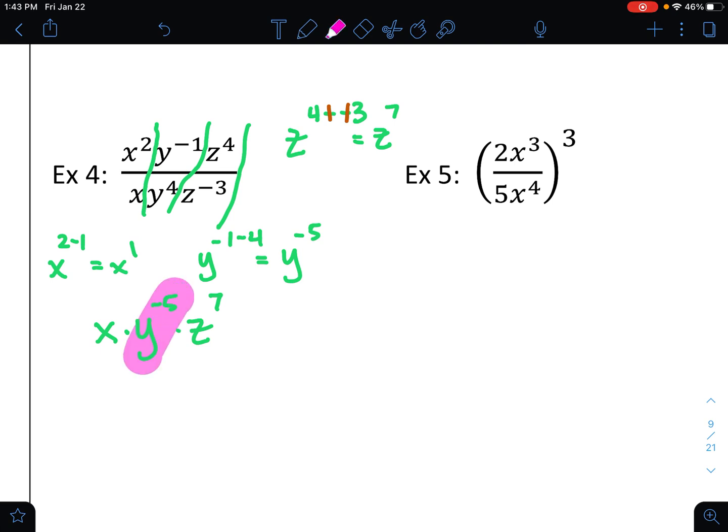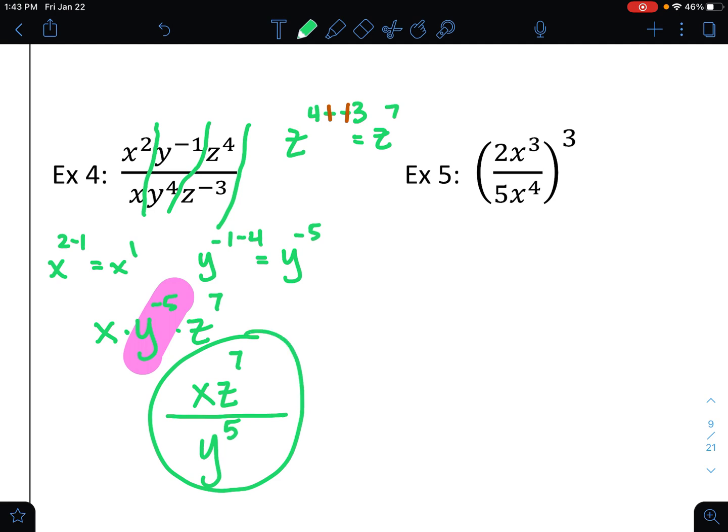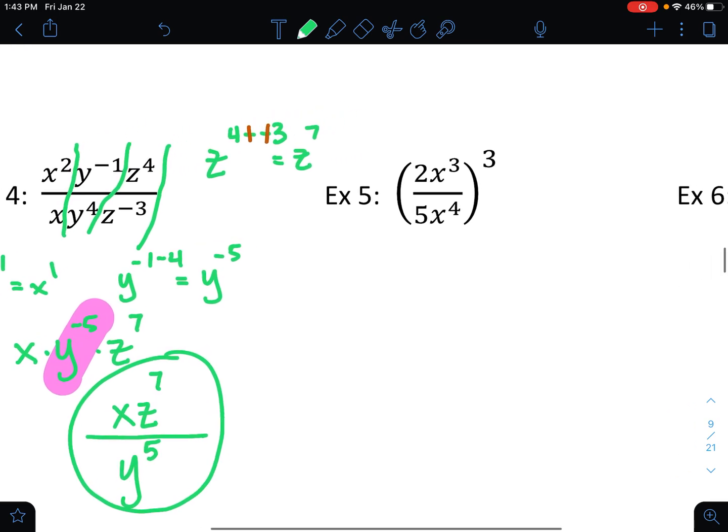The only thing I need to adjust is the y. So I'm going to have x and z stay in the numerator. I'm going to take the reciprocal of y, and it will change the 5 to a positive. So I have x times z to the 7th over y to the 5th. Okay, number 5.